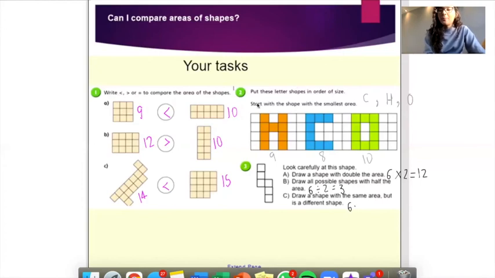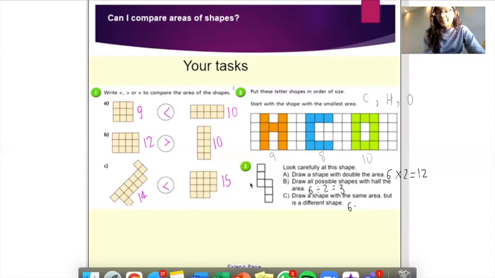Question number 2. Put these letter shapes in order of size. Start with the shape with the smallest area. Now, first I calculated the areas of each shape. So the letter that looks like a H but isn't a H has an area of 9 because it is made up of 9 squares. This has an area of 8 and this has an area of 10. So putting them in order, you would start with putting the C first, then the shape that looks like a H but isn't a H second, and then lastly you put the O or the 0, because 8 is smallest, then 9 is in the middle, and 10 is the largest.